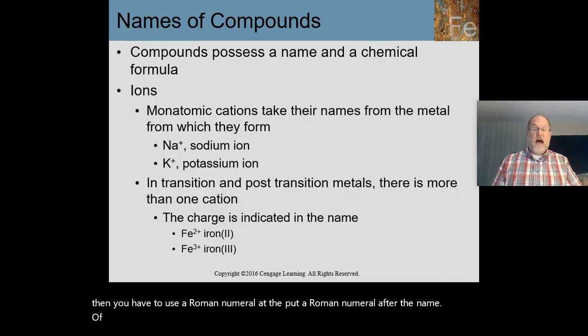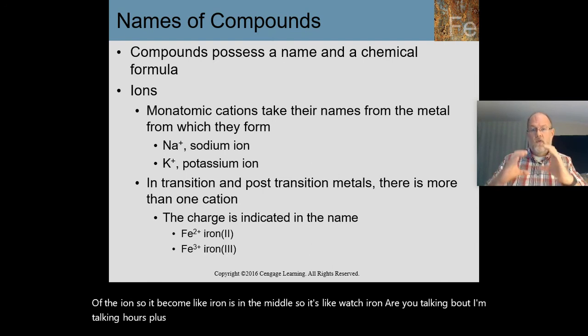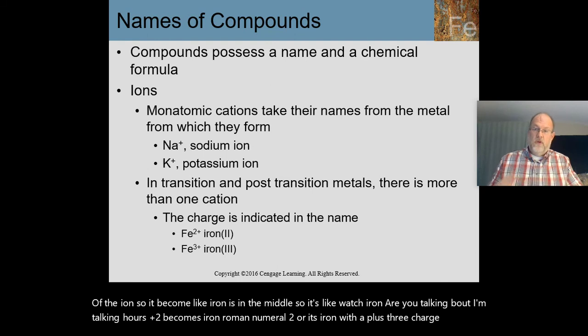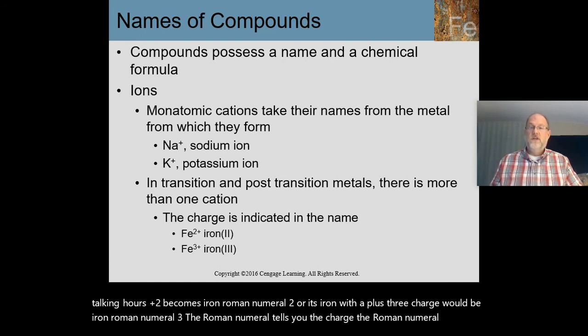So iron is in the middle. So it's like, which iron are you talking about? Oh, I'm talking about iron with +2. It becomes iron Roman numeral 2. Or if it's iron with a +3 charge, it'd be iron Roman numeral 3. The Roman numeral tells you what the charge is.